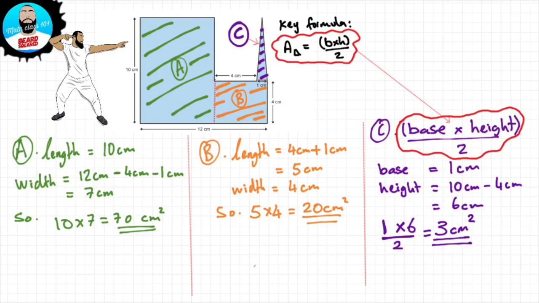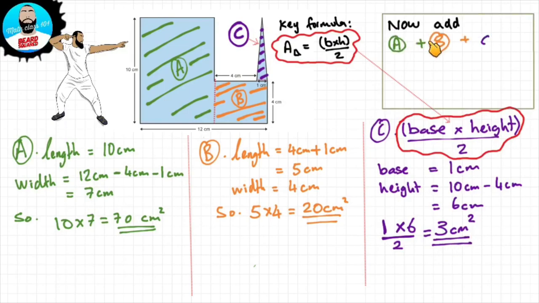So we're not quite finished, because we need to now add up the areas for all three sections, A plus B plus C. 70 plus 20 plus 3 makes 93 centimeters squared.